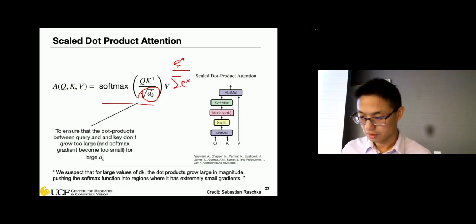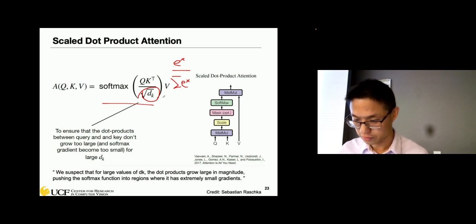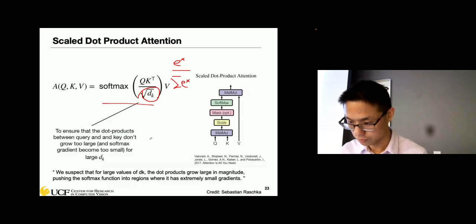So if you have a large value, then you may end up with the gradient becoming very small. This is not very helpful during the training process, right? So for numerical stability, you want to do some scaling to help prevent it. If there are such large numbers, then the gradient becomes very small. That's not very helpful for the learning process.